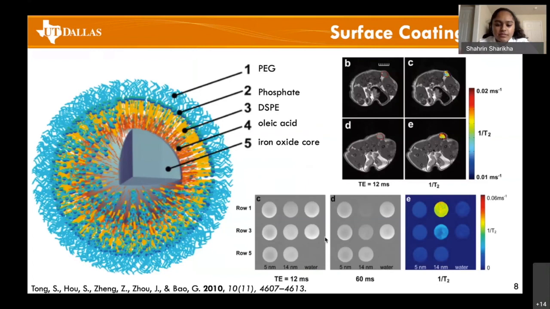So the surface coating definitely does help with all of the other aspects. And something else to note is that it helps prevent the iron ions from actually leaving the particle, which is also important because if it did leave, although iron isn't necessarily toxic in the body, a high amount could lead to bad results.